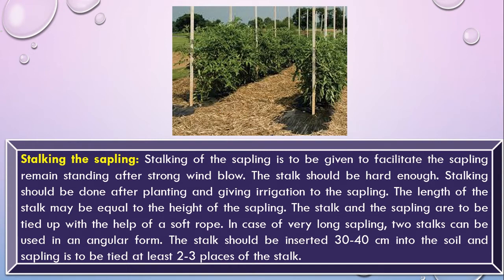Bamboo stick is very cheap, and its size should be the same as the plant, so that the plant will not fall down. Make sure the stake is inserted 30 to 40 centimeters into the soil, and the sapling is tied at least 2 to 3 places of the stake. If you have a look at the picture, you can observe what is happening here.